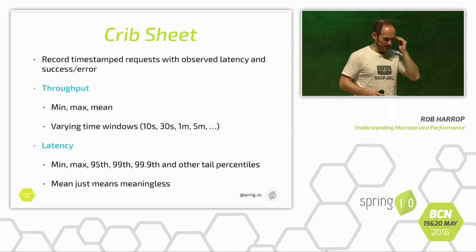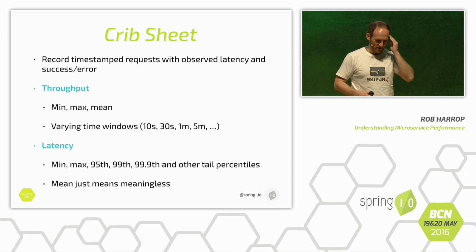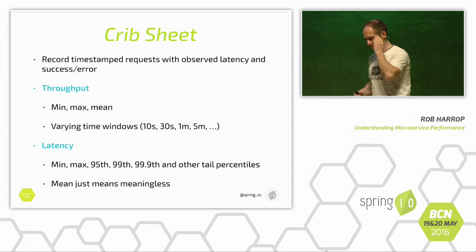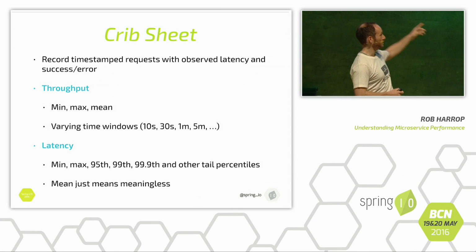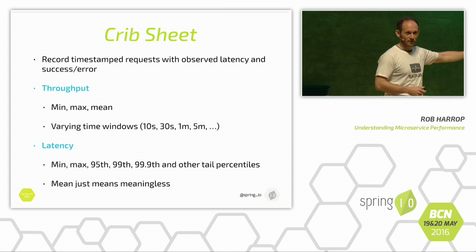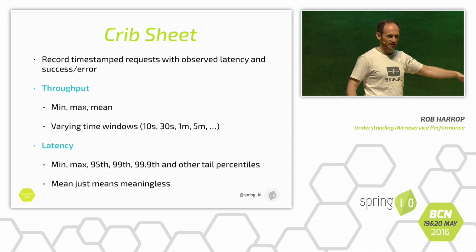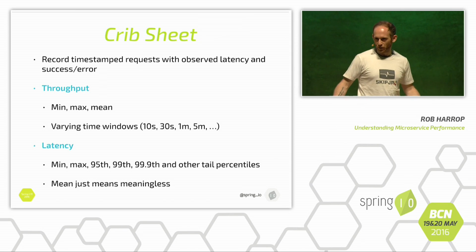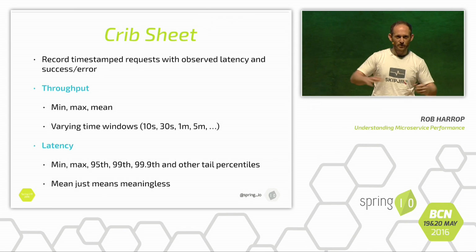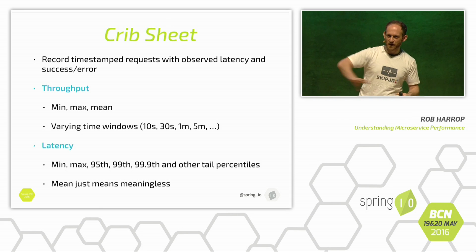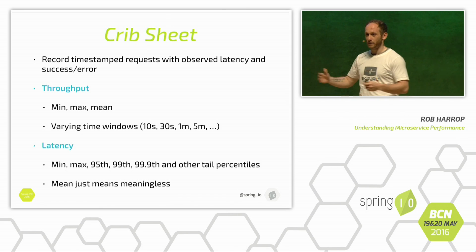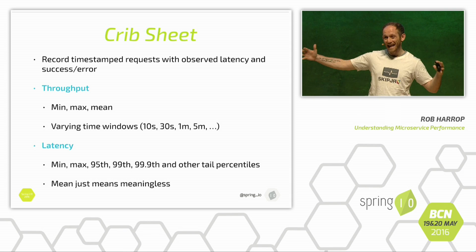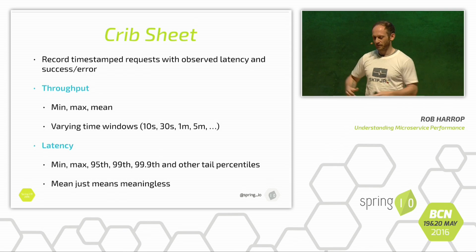If anyone ever says to you they're measuring average latencies, you should laugh at them and point. The average latency is basically useless. Here I've said mean just means meaningless. So if you're taking the arithmetic mean of latency, you basically know nothing about your distribution, because latency distributions are really weird. They typically have very long tails, and they have lots of peaks and troughs. So the mean could be essentially anywhere and tells you nothing.